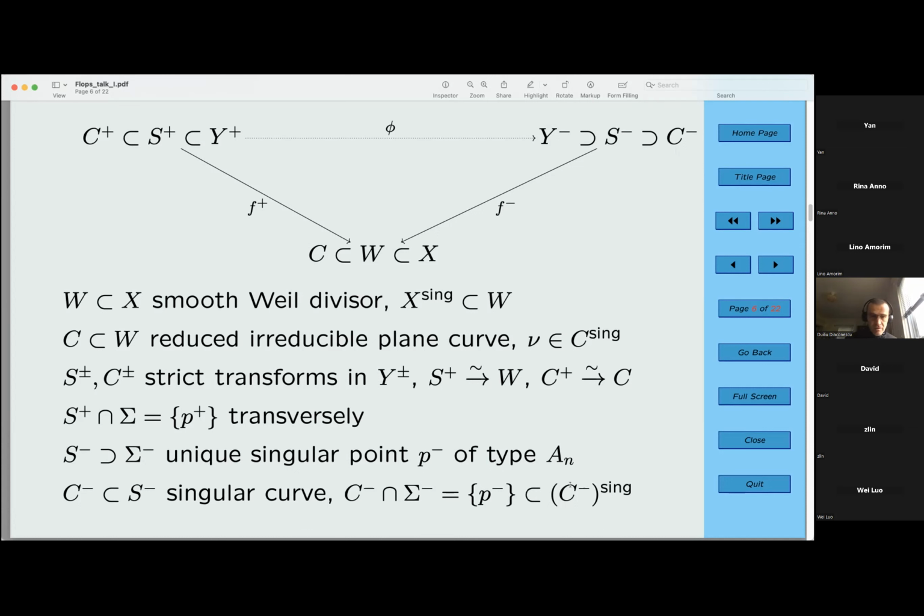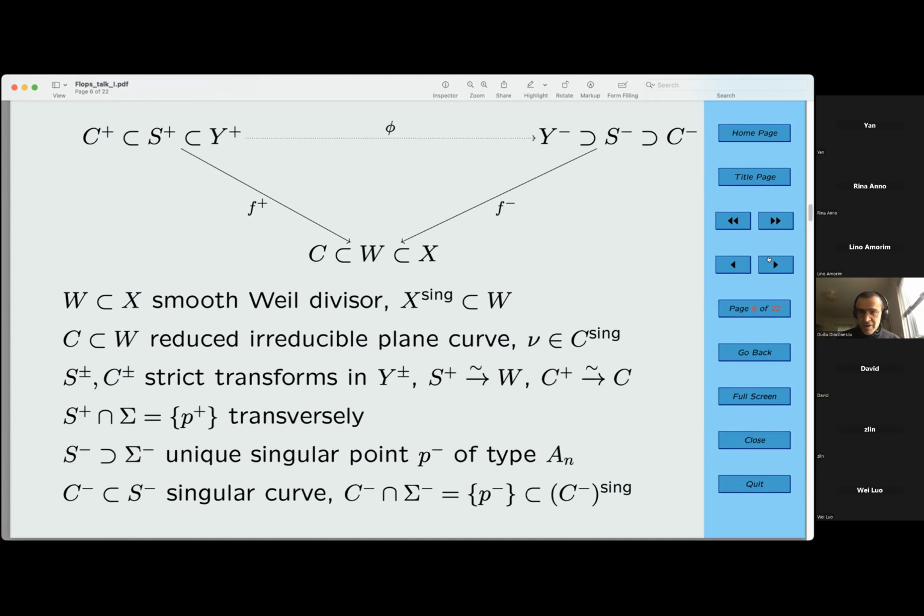Emanuel, I'm confused with the notation. Your sigma, before you identify Y plus and Y minus... No, you're right. I'm missing a plus on sigma. I'm sorry. That's just a typo.